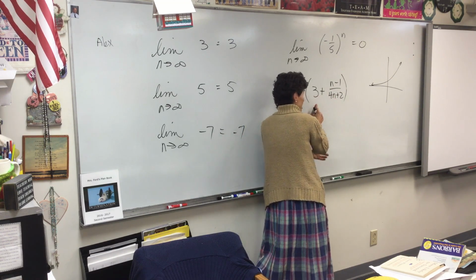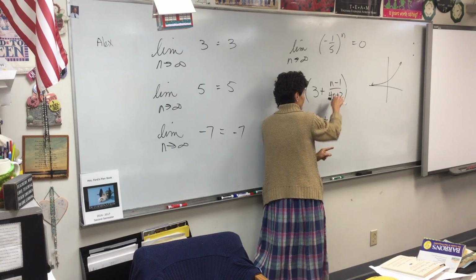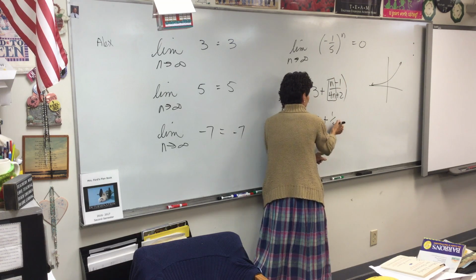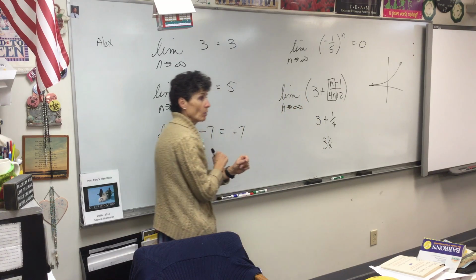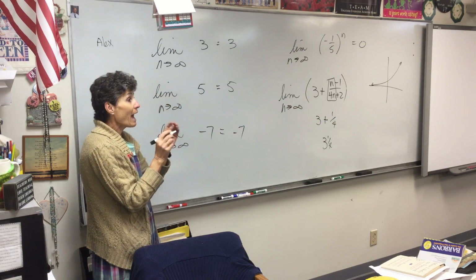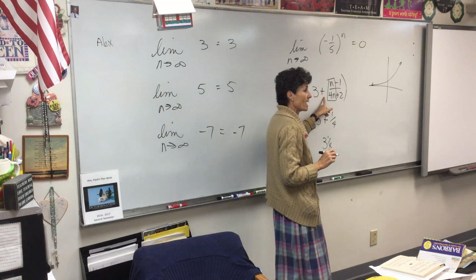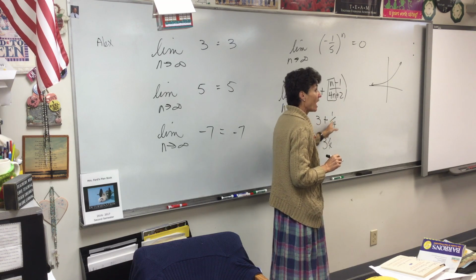So what's the limit of this part? 3 plus, what's the limit of that part? Oh, I guess 1/4. So the answer to the problem would be 3 1/4. You are allowed to find the limit of each piece and then do whatever the operation is. So if that had been a times, it would be 3 times 1/4.